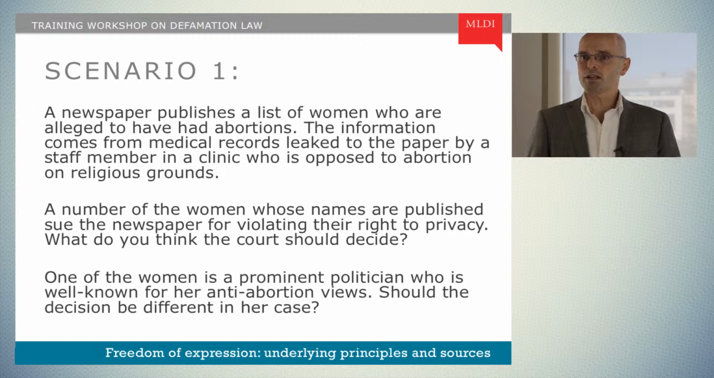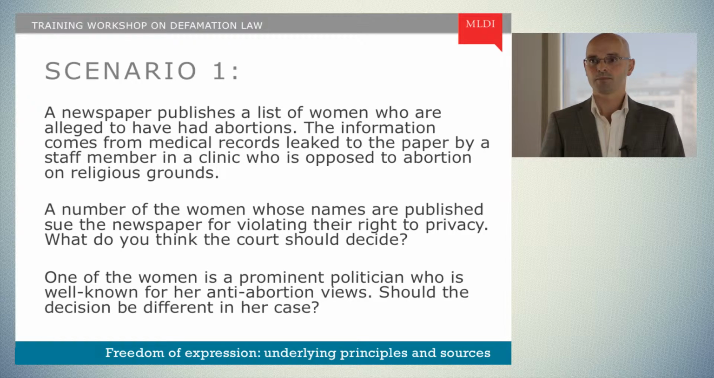The third question to ask is whether the restriction is necessary and proportionate. In answer to this question, more needs to be known about the motives of the newspaper, the situation of the women concerned, and the broader political context of the case. The fact that one of the women is a prominent politician who is well known for her anti-abortion views might be an important factor in this.